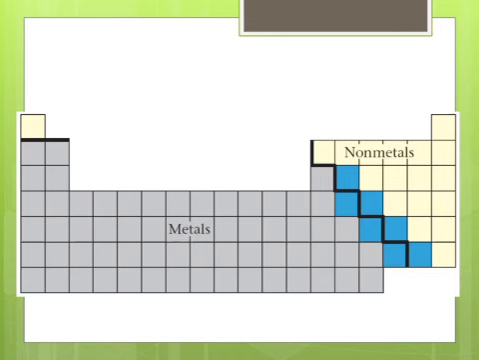If you see here, I've highlighted all the metals in gray, the nonmetals in yellow, and anything that's a metalloid is highlighted in blue. You should color coordinate your periodic table to look like this.